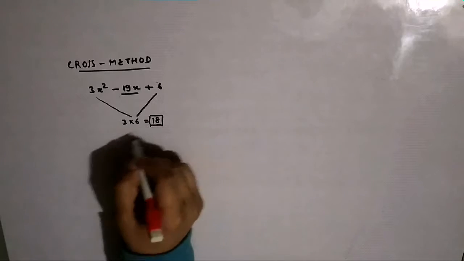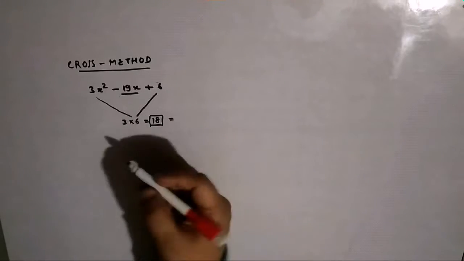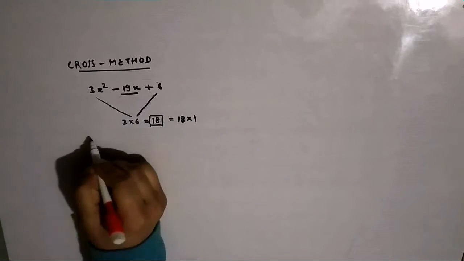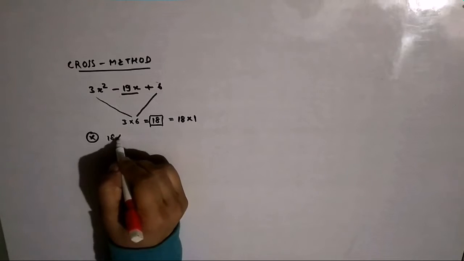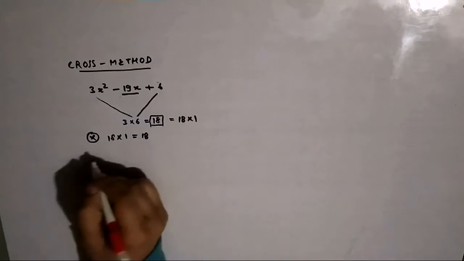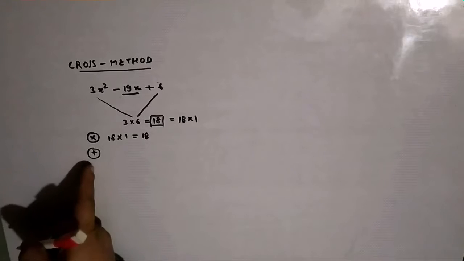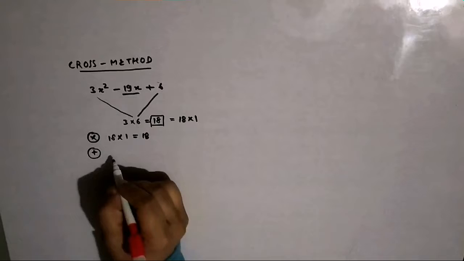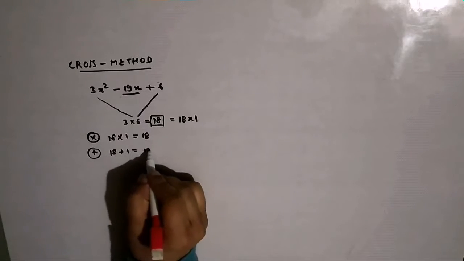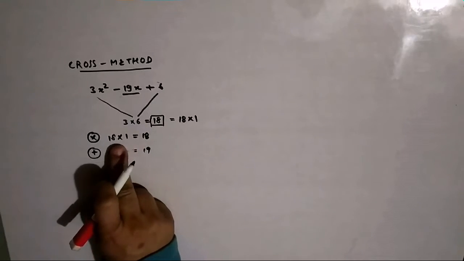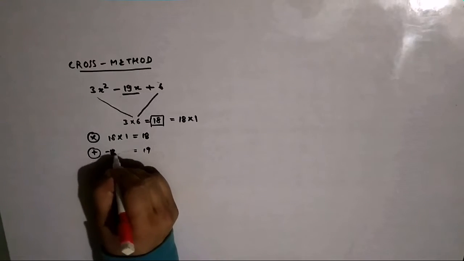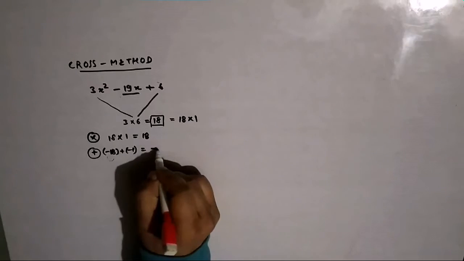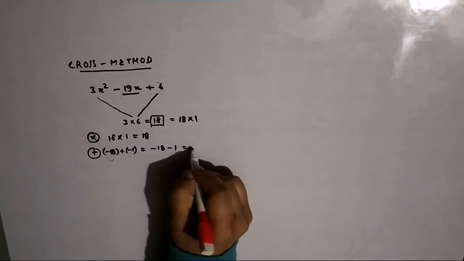You can see that the factors of 18 are many. One of the factors is 18 into 1, so that is the multiplication. But then you have to write in terms of plus, so you should have a negative sign and the sum should be minus 19. If you write 18 plus 1, that is 19, but that is not minus 19. Minus 19 is only possible when 18 is minus and 1 is also minus. So that becomes minus 18 minus 1, which is minus 19.